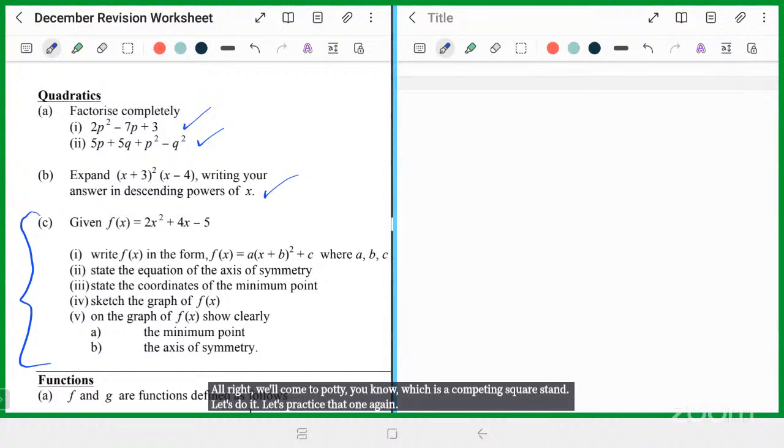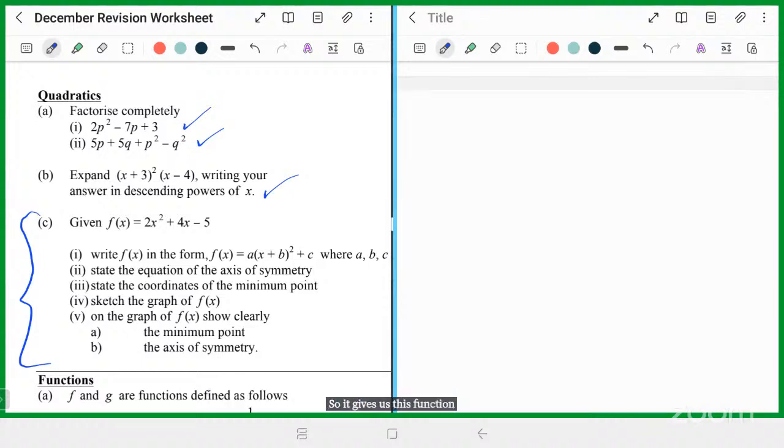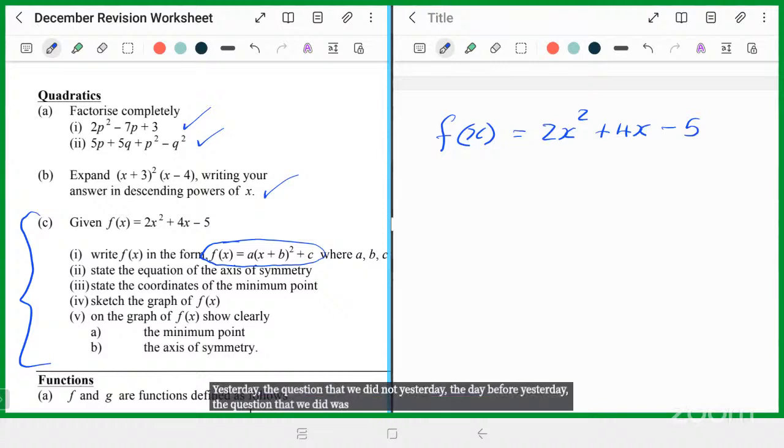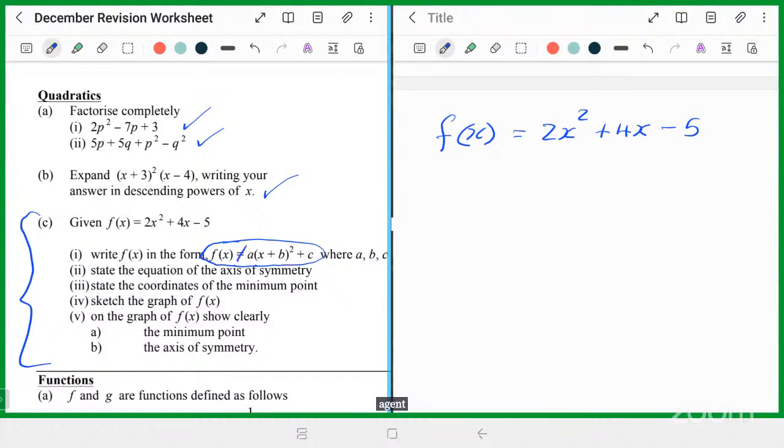So it gives us this function, f of x is equal to 2x squared plus 4x minus 5. And it wants us to write it in this form. The question that we did the day before yesterday was h and k. This time it is a, b, and c.